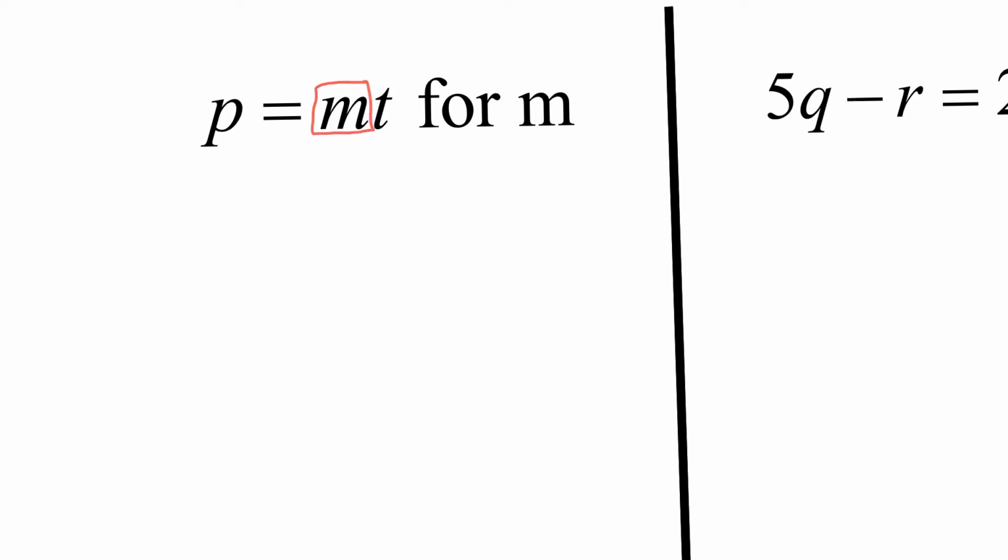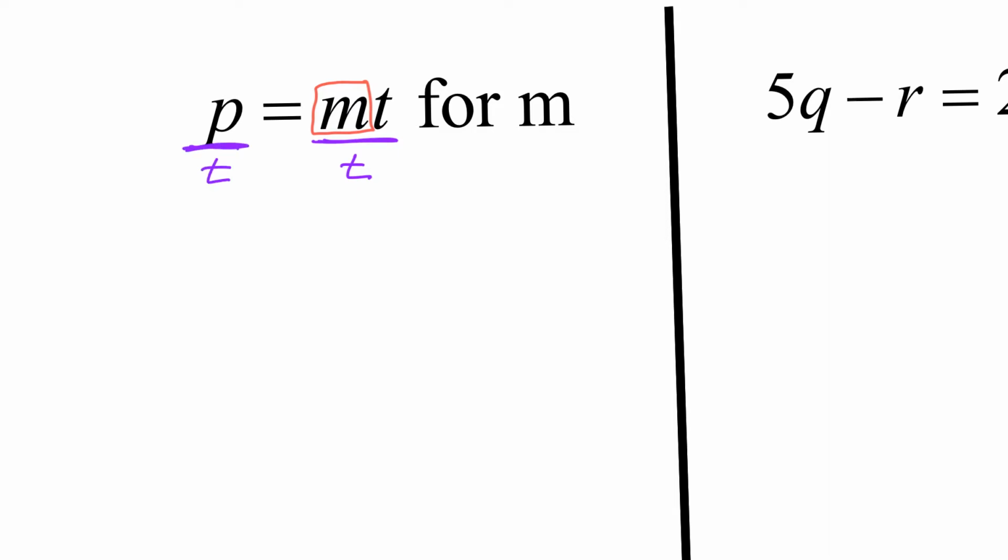So we have to understand what's happening in the equation. We have p equals m times t. So these two variables are multiplying, and to get rid of the t next to the m, we need to do the opposite of multiplication, which is division. So I am going to divide this by t, and I'm going to divide this over here by t.